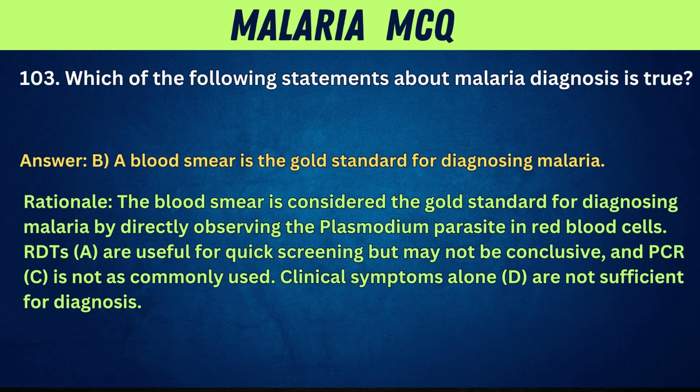Rationale: the blood smear is considered the gold standard for diagnosing malaria by directly observing the Plasmodium parasite in red blood cells. RDTs, A, are useful for quick screening but may not be conclusive, and PCR, C, is not as commonly used. Clinical symptoms alone, D, are not sufficient for diagnosis.